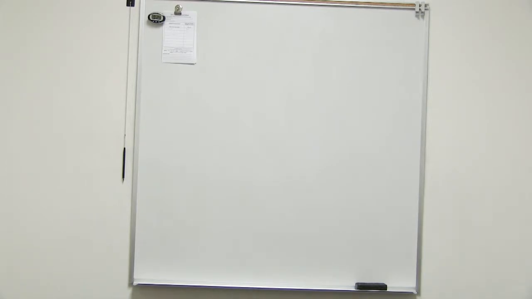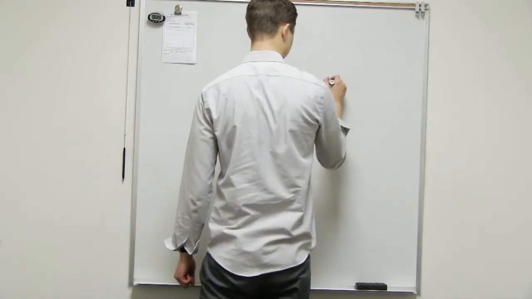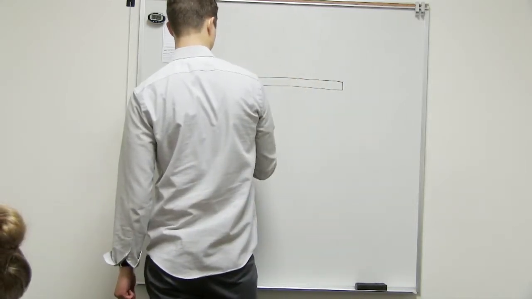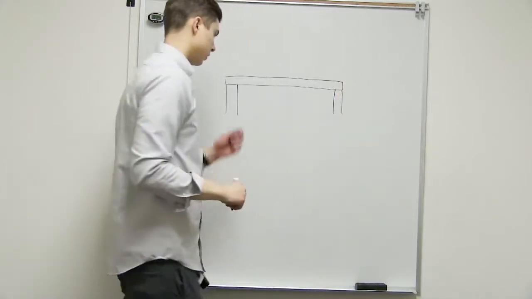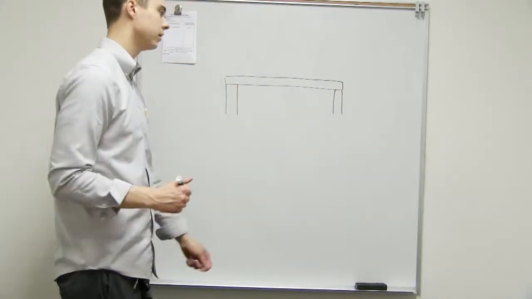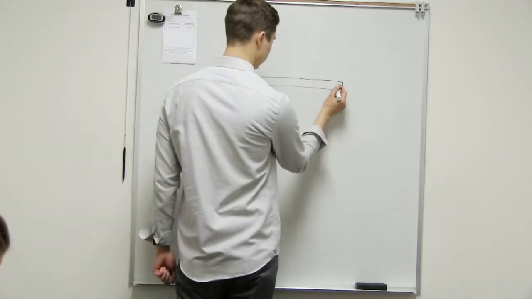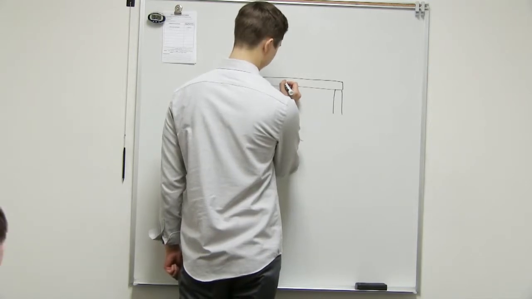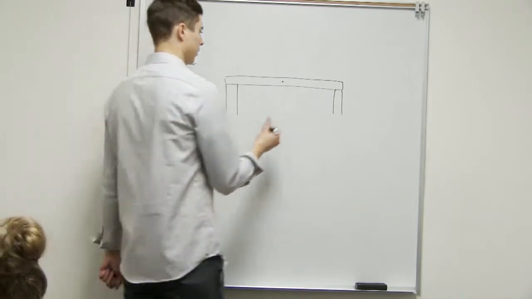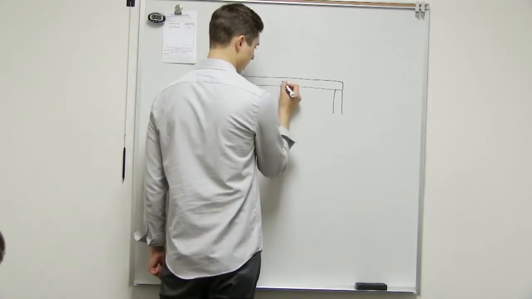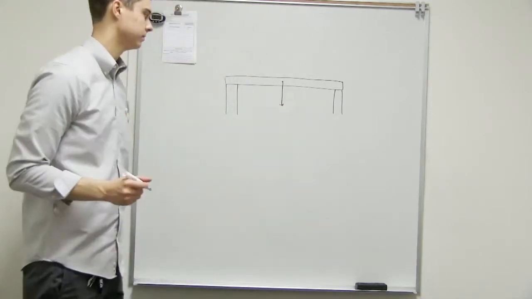Okay, so let's draw out our board and our two posts. So where's the center of gravity of the board? Right in the middle. Keep in mind that it's uniformly distributed. We can correctly assume that the center of gravity is going to be smack dab in the middle. So we can visualize gravity acting just on that point.